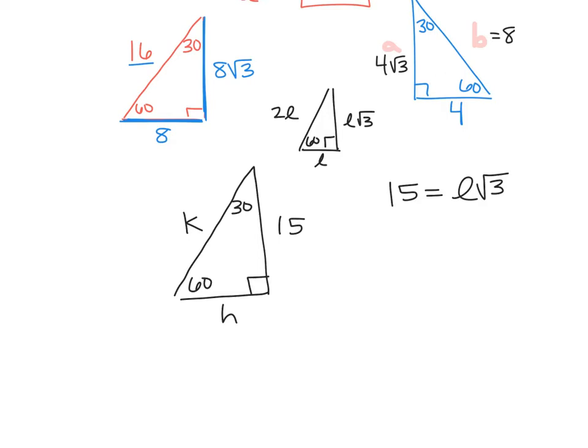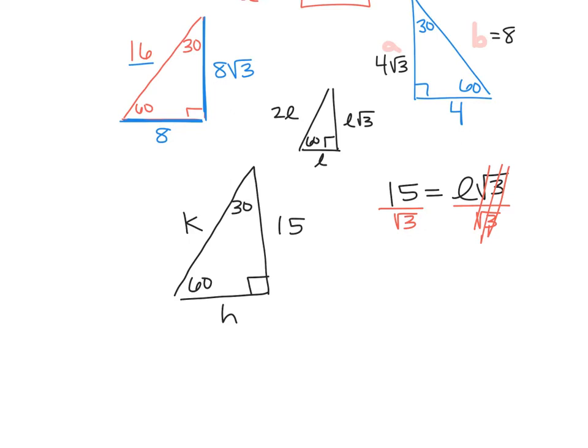How do I get L by itself? Same as yesterday. Same process anyway, different numbers. You divide by rad 3. Okay, so we're going to divide by rad 3 on both sides. So this is gone. I'm left with 15 over rad 3.